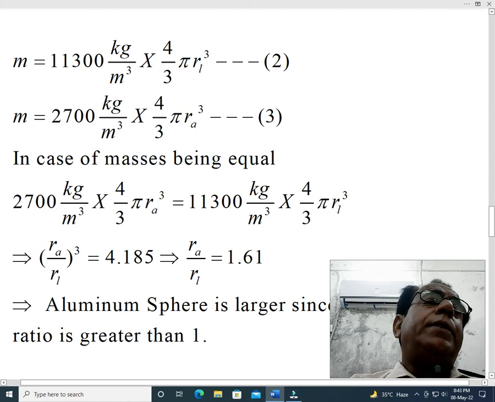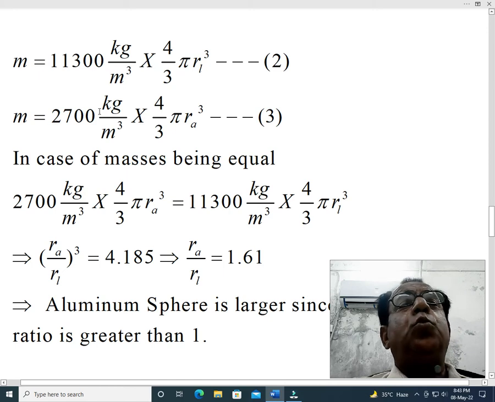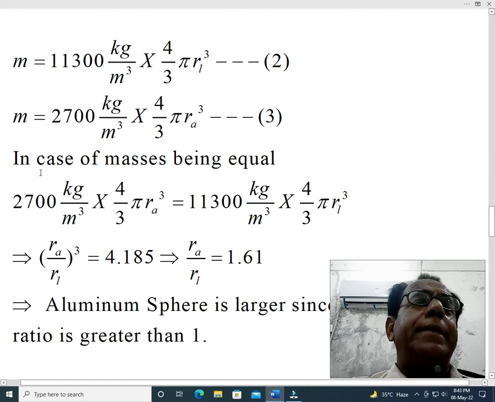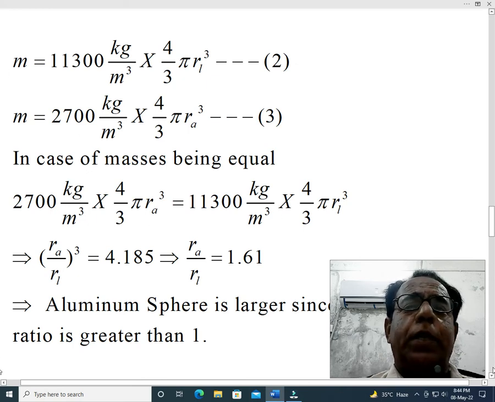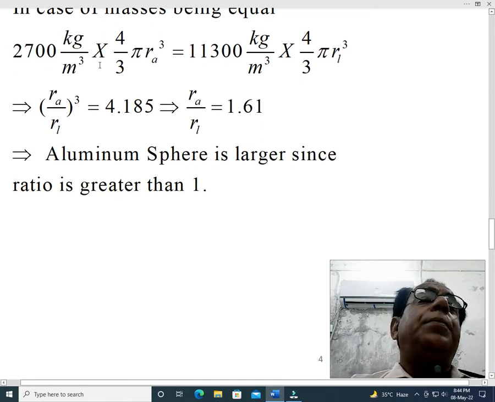Here, because both have equal masses, we can say that the left hand sides of equations number 2 and 3 are equal. When the left hand sides of these two equations are equal, then definitely the right hand sides are also equal. So we apply this technique here: in case of masses being equal, this is equal to this. So in the next step, we have just simplified this expression.